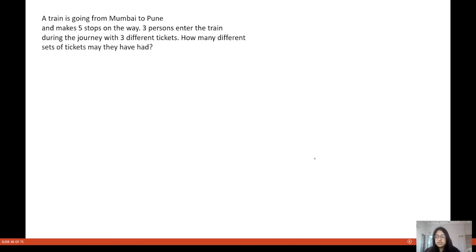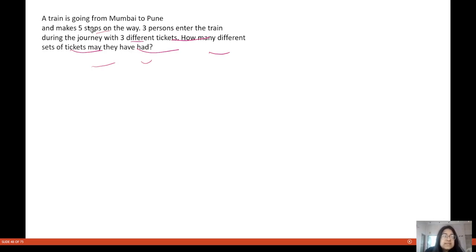Now let's move forward. Look at this question. A train is going from Mumbai to Pune and makes 5 stops on the way. Now 3 persons enter the train during the journey with 3 different tickets. How many different sets of tickets may they have had?